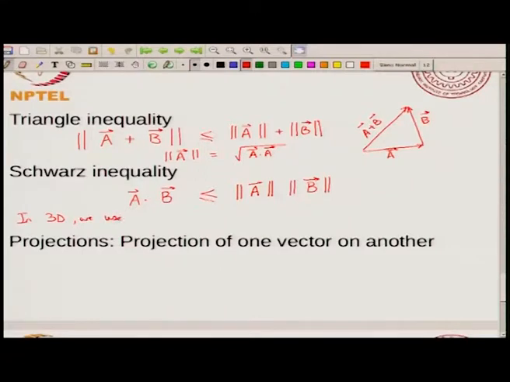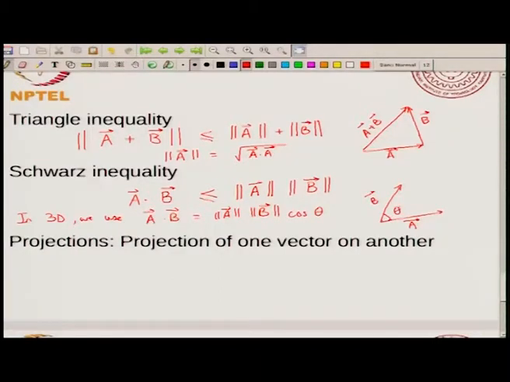Again, in 3D we use A dot B equal to norm A into norm B into cosine of theta, where theta is the angle between the vectors. So, you have A and B. If this is the angle theta, then you are used to thinking of this dot product in this way. I will show A and I will show B, and this is theta.